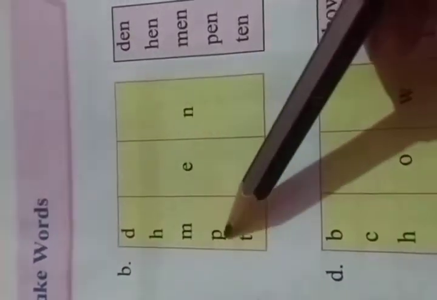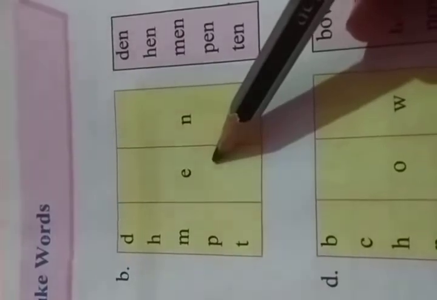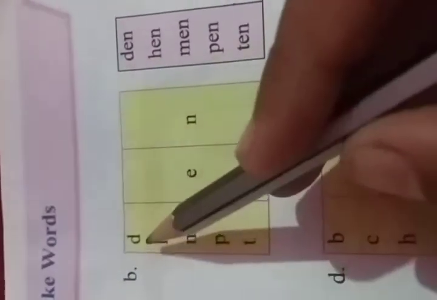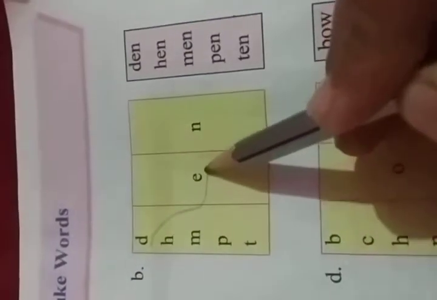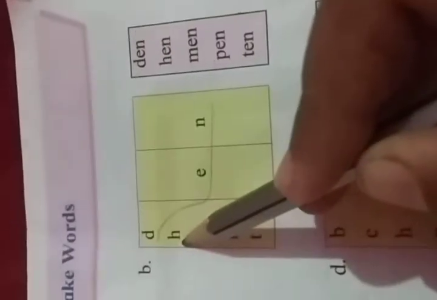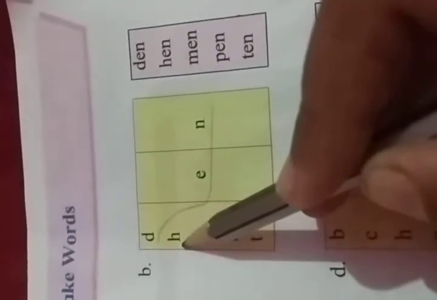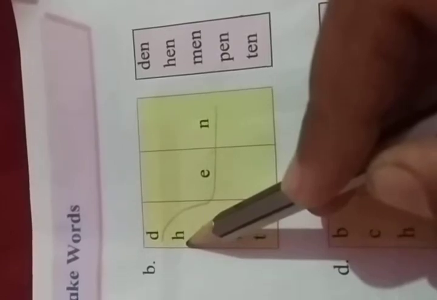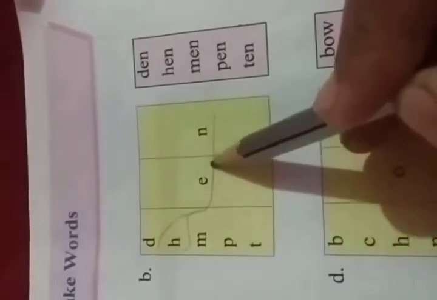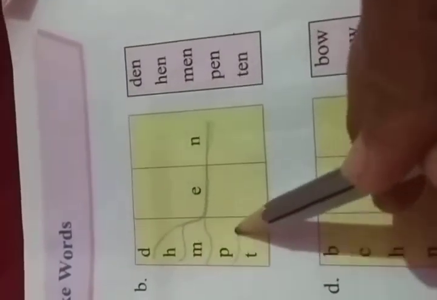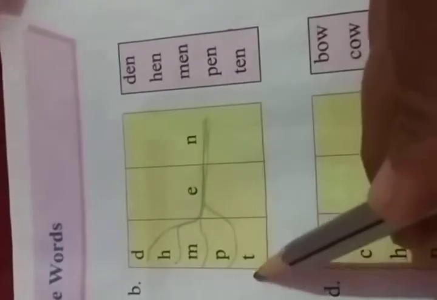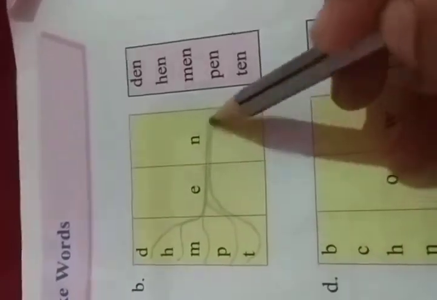Now next you see here, again 3 columns are here. D, H, M, P, T in the first column, in the second column E, and in the third column N. So the way we made words previously, you want to make them that way. See, D-E-N, den. Then H-E-N, hen. Then M-E-N, men. P-E-N, pen. And then T-E-N, ten. Understood?